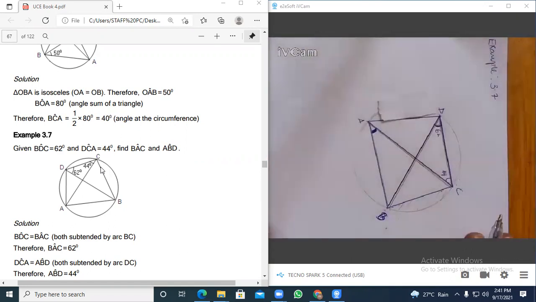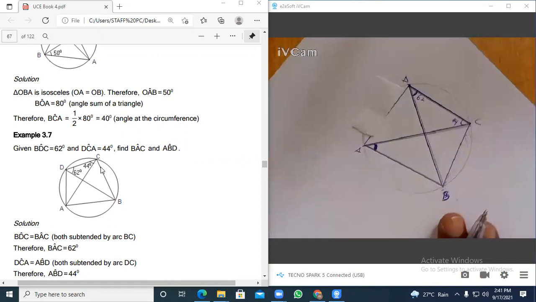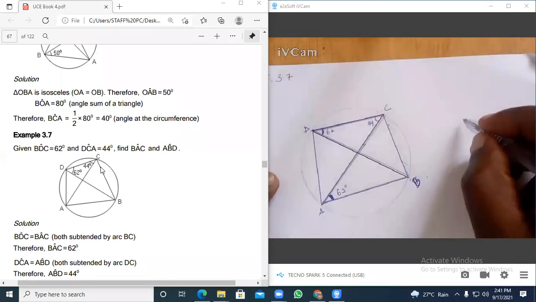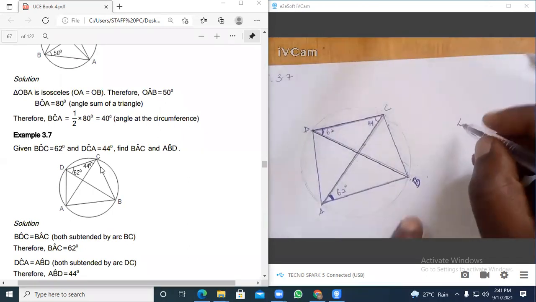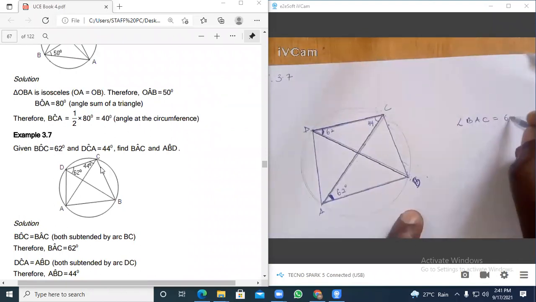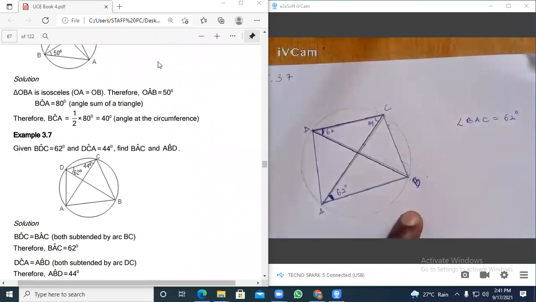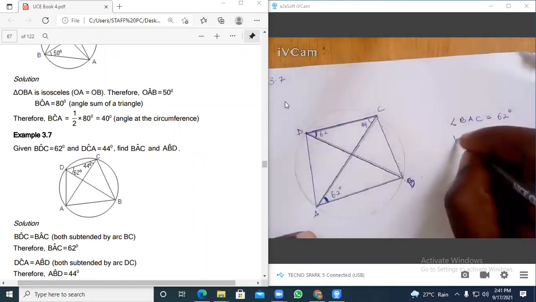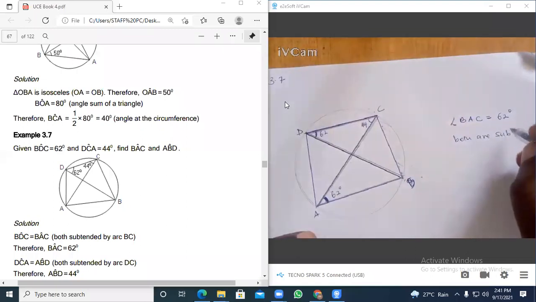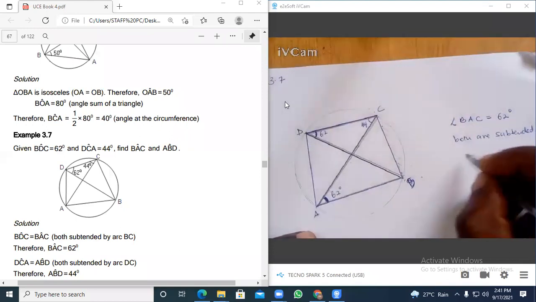All right, so we can say that this angle is 62 degrees. So angle BAC is equal to 62 degrees. And the reason is that both are subtended by the same arc.